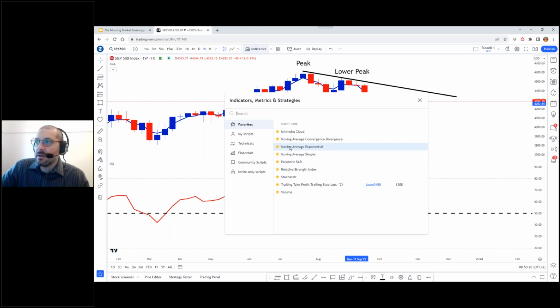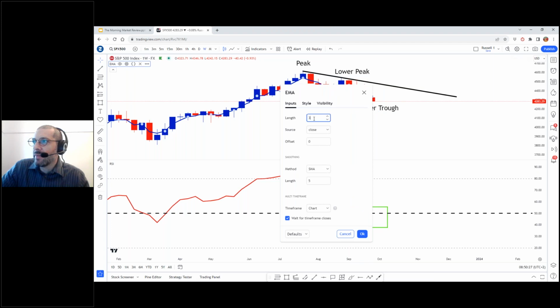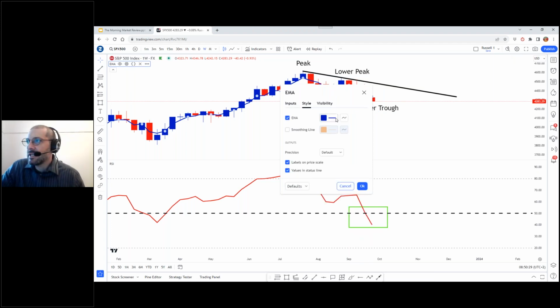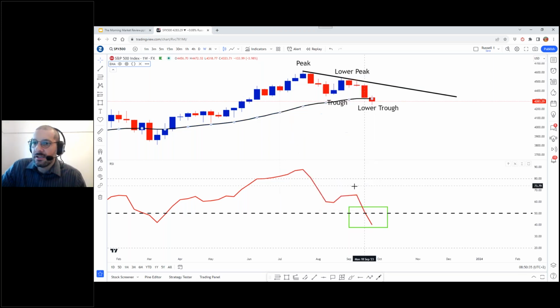Okay, and what I'm going to do is just adjust this. We'll make it 30 and just change it to black. Okay. All right, so you can see that on the S&P 500, again, we have the support at that exponential moving average, the 30-week exponential moving average. Okay, but the RSI is below 50.